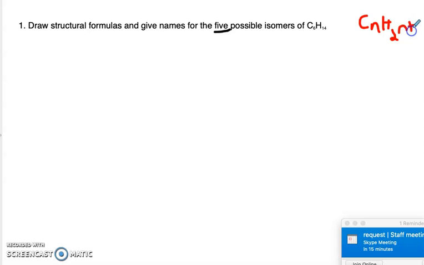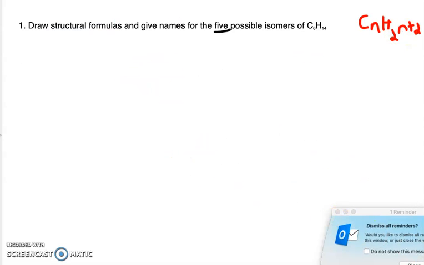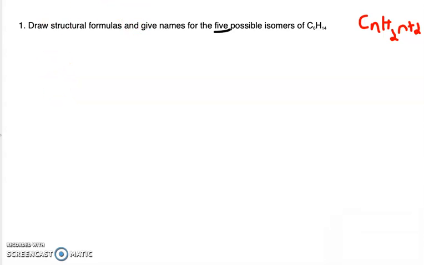plus, well, there's plus 2, right? Because we have 14. 2 times 6 is 12. Plus 2 more gives us 14. So we know that it's an alkane. So that's telling us that everything is going to have a single bond in it, okay? So first thing we want to start by doing is the simplest structure. So the simplest structure for this is actually just going to be to put everything in a straight chain, right?